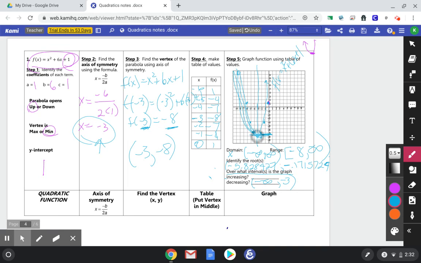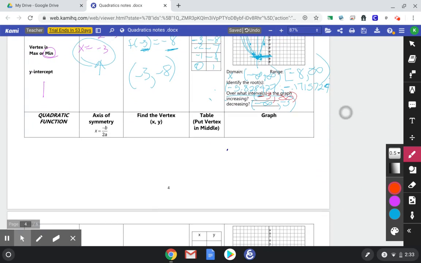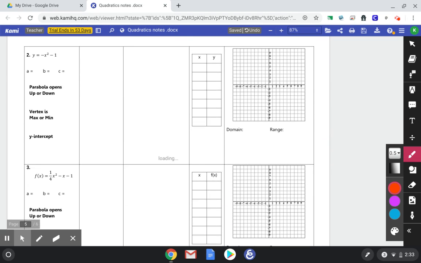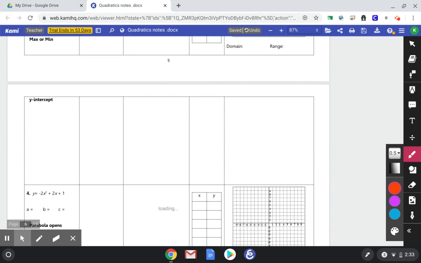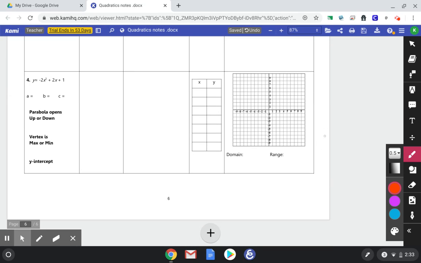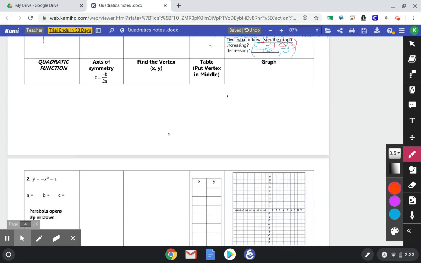But then at that point, it goes back up. So now it starts to increase again. So the interval that it increases on goes from negative 3 to positive infinity. Okay? And then the rest of these are very similar. It's just the same thing, pulling out the y-intercept and the vertex and the min and the max.